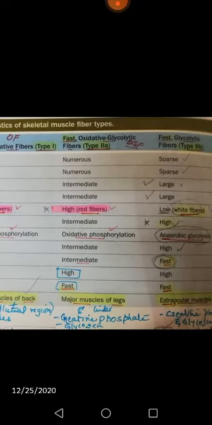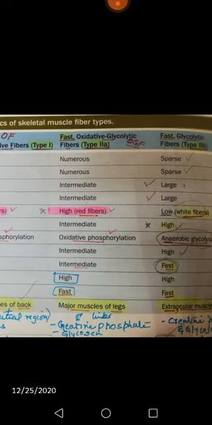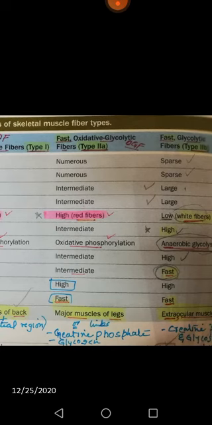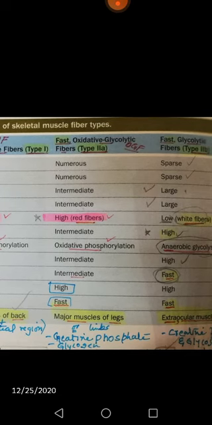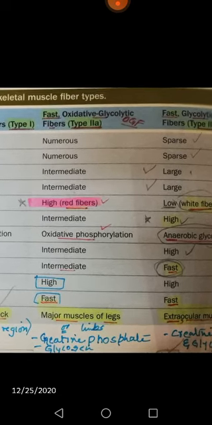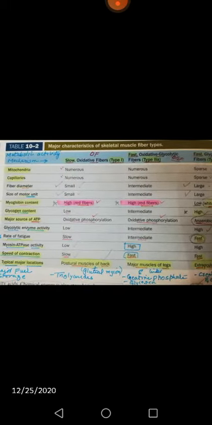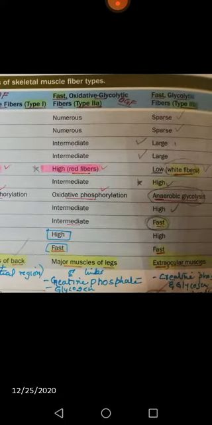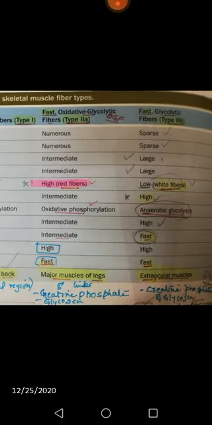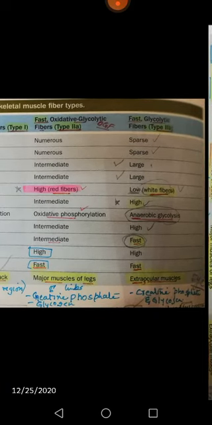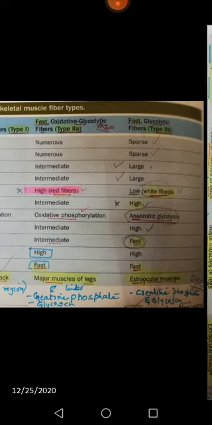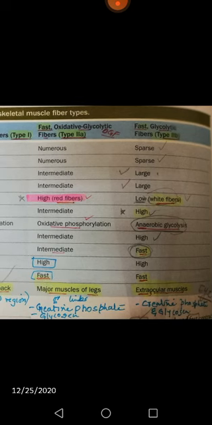And then you see the fast type 2B fibers, which are glycolytic fibers. The mitochondria and capillaries are fewer in number, and the myoglobin is low, and the color of the fibers appears white. The major source of ATP here is anaerobic glycolysis, meaning glycogen and creatine phosphate are the fuel. So they fatigue easily. You can mention here again, let me repeat, the extraocular muscles.